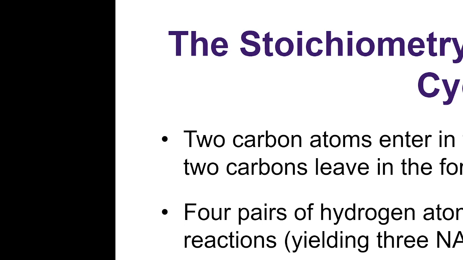So one compound with high phosphoryl transfer potential, usually ATP, is generated. 2 water molecules are going to be consumed.